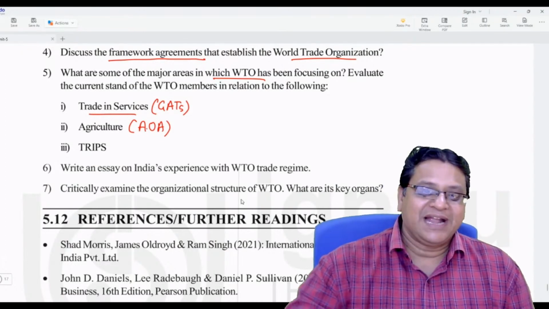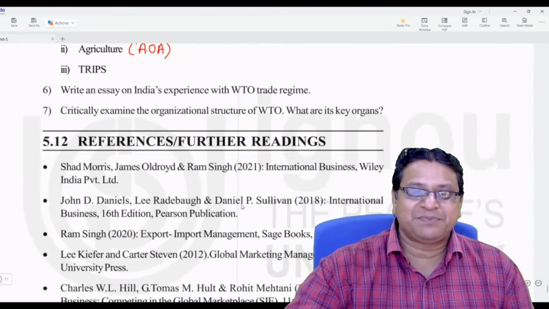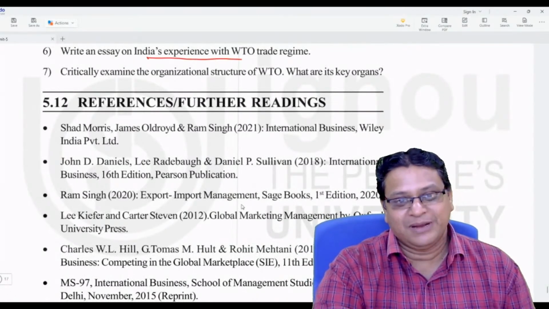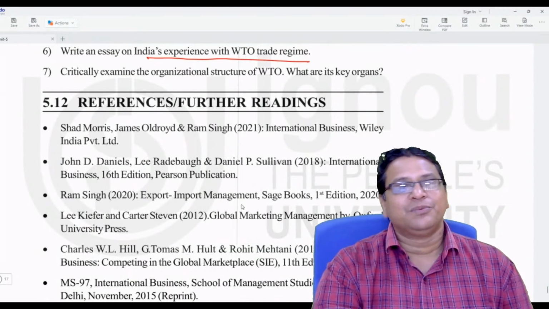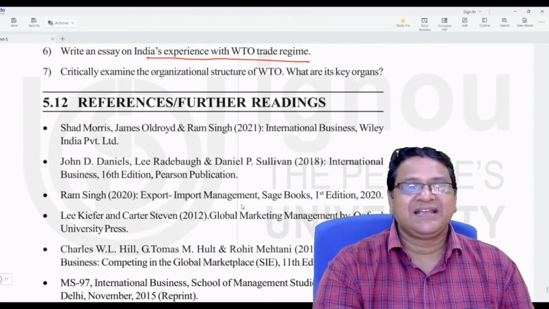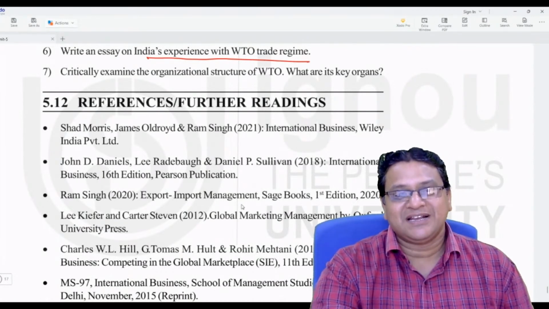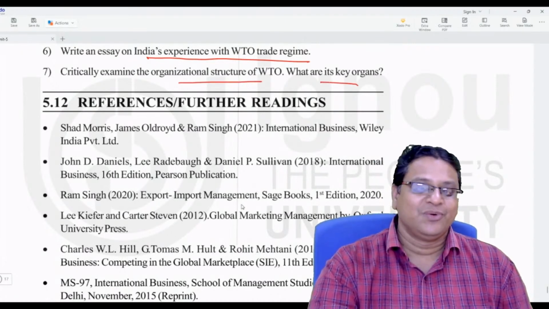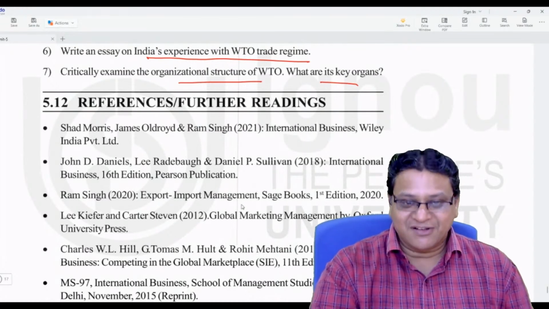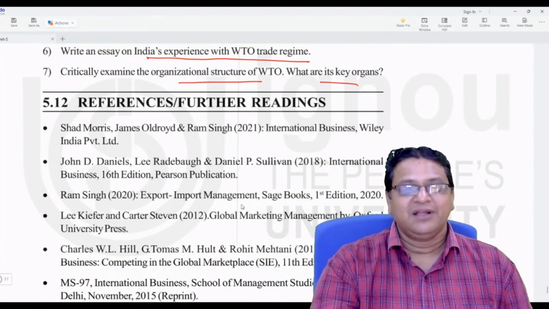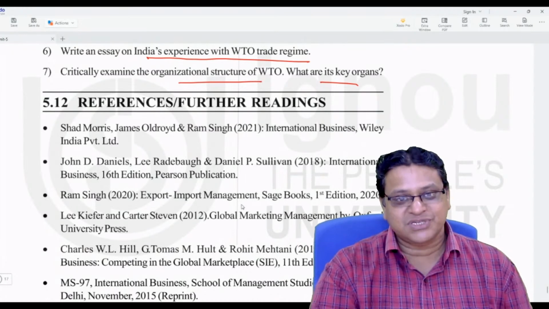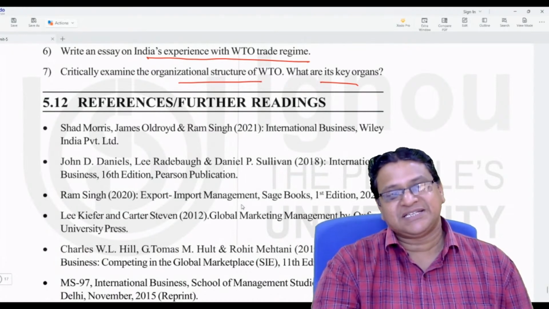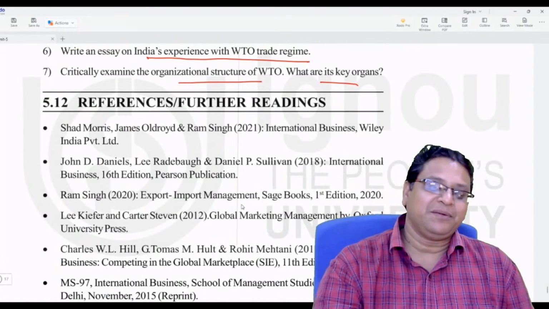Next one is write an essay on the Indian experience in the WTO regime. India has gained a lot under the post-WTO regime, as we have discussed. And critically examine the organizational structure of WTO. We have discussed its key organs: the Ministerial Conference, General Council, Goods Council, Services Council, the Review Board, then the Secretariat, all these things.